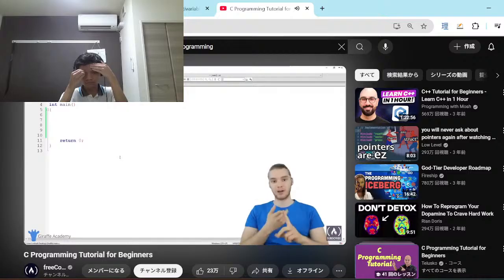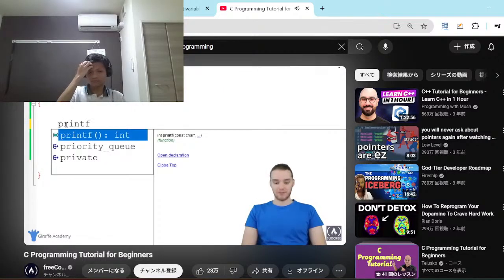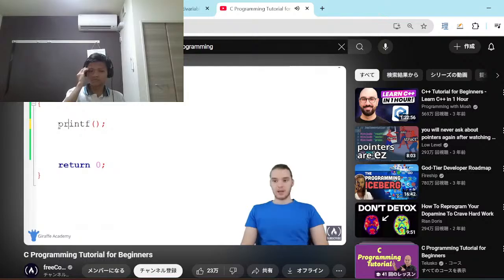We're going to look at how we can use it to print out things like variables, and also different data like numbers and strings and all that stuff. So in order to use printf, we just type out printf, and we're going to make an open and close parentheses and a semicolon. Now printf is what's called a function.